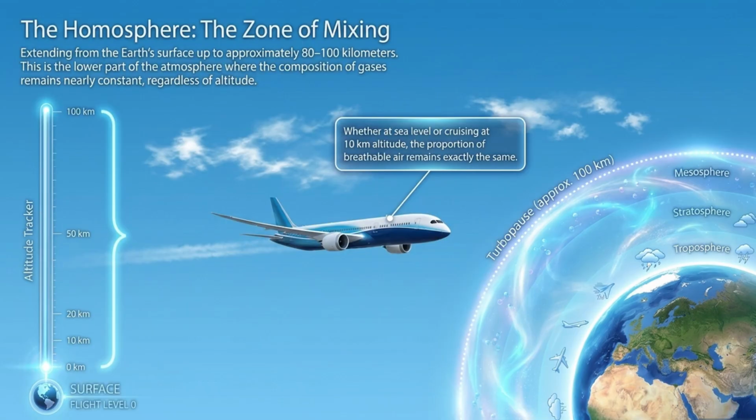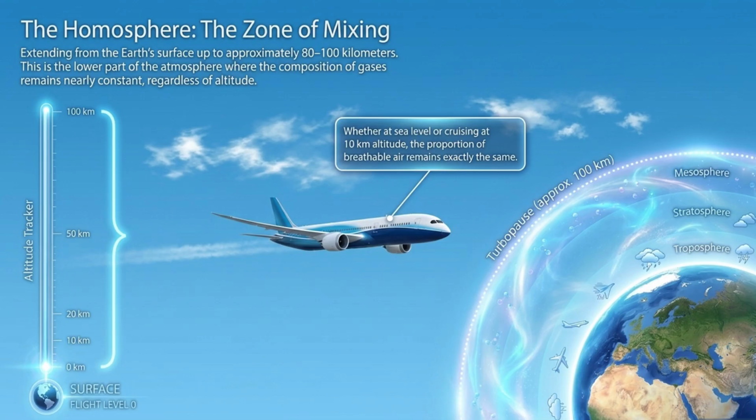Now let's talk about the first major region, which is the homosphere. The homosphere extends from the Earth's surface up to approximately 100 km in altitude. It is the lower part of the atmosphere where the different gases remain well mixed, so their relative proportions remain almost constant with increasing altitude.